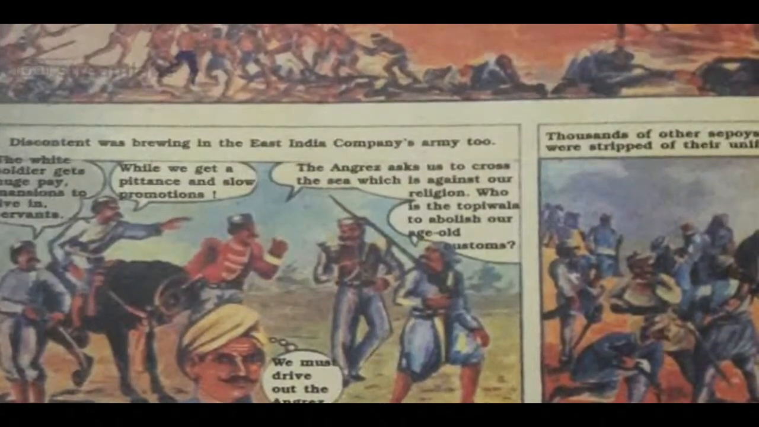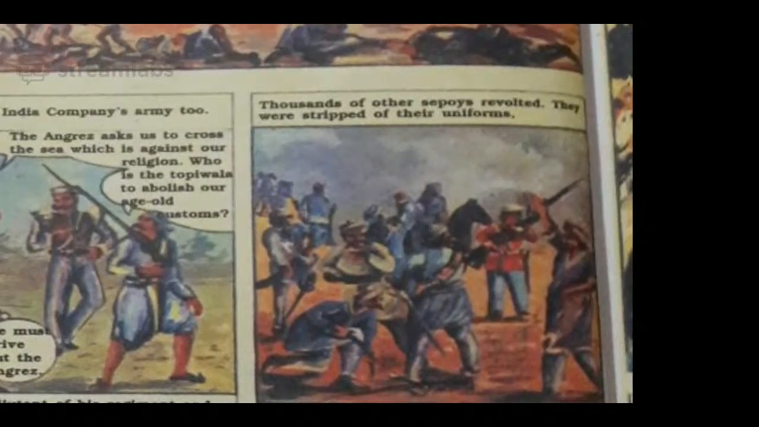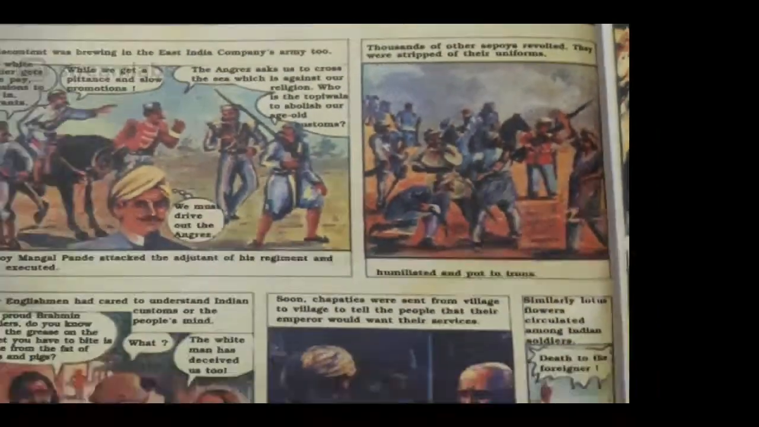The Angrez ask us to cross the sea, which is against our religion. Who is the topiwala to abolish our old customs? We must drive the Angrez. Thousands of other sepoys revolted. They were stripped. So those who revolted were stripped of their uniform and put behind the bars, humiliated and put behind the bars, means in jail.